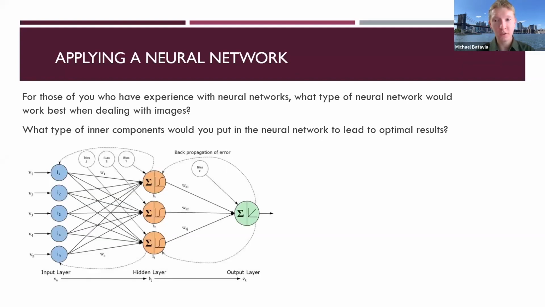Now, this question is for those who may have experience with neural networks already. And if you do, excellent. But for those who don't, it's completely fine. But for those who do, what type of neural network is best for dealing with images, like of breast cancer tumors or throat cancer tumors? And if you're very keen, what type of inner components would you put in this neural network? So I'll give you guys maybe 1 or 2 minutes.